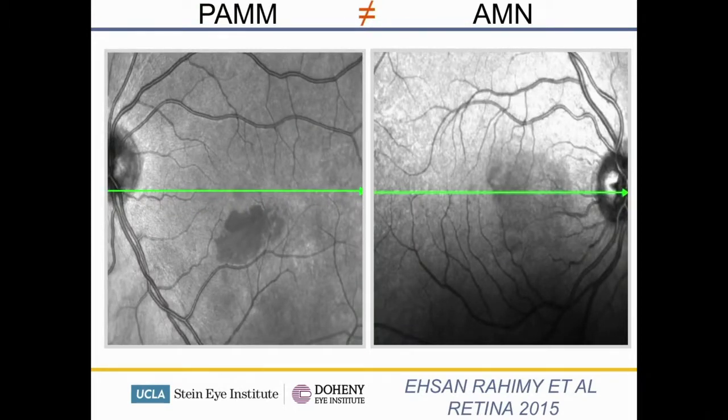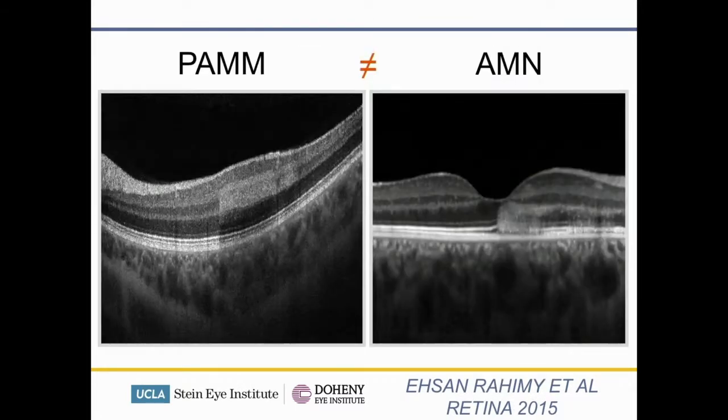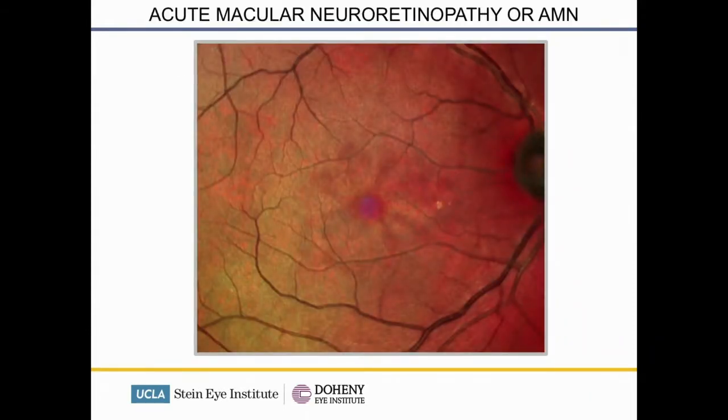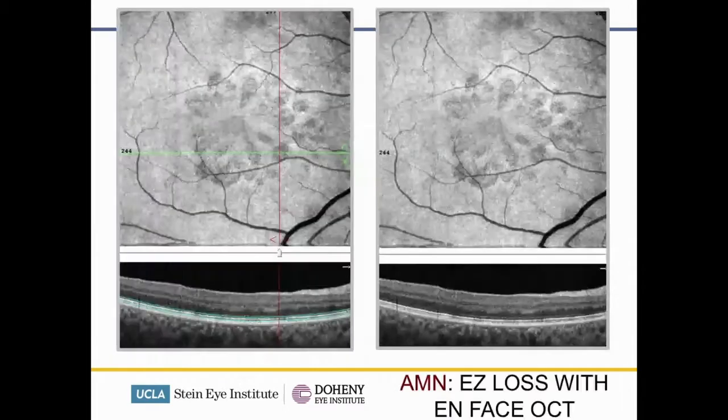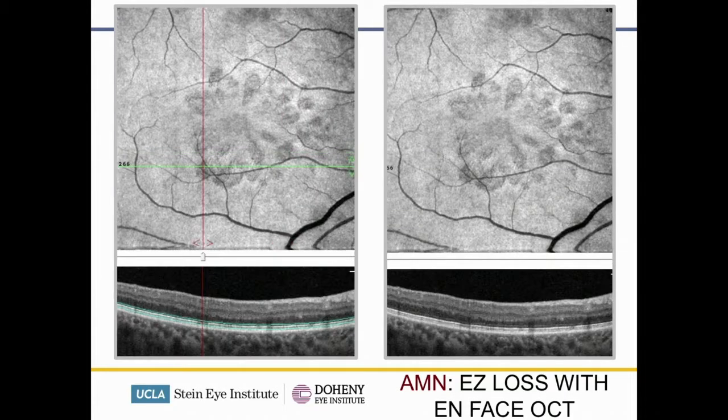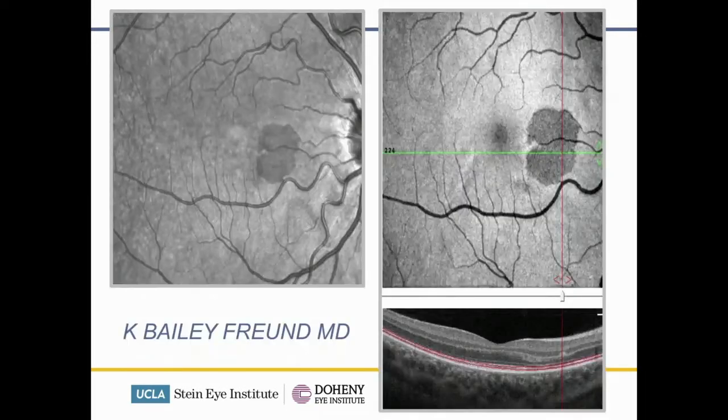It is important to differentiate PAM from AMN. These both cause perifoveal, grayish, hyporeflective lesions, but PAM develops at the level of the middle retina. AMN is an outer retinal problem. If you use en-face OCT to co-localize these AMN lesions, you will see that they co-localize very precisely at the level of the ellipsoid zone, as you can see in these examples.